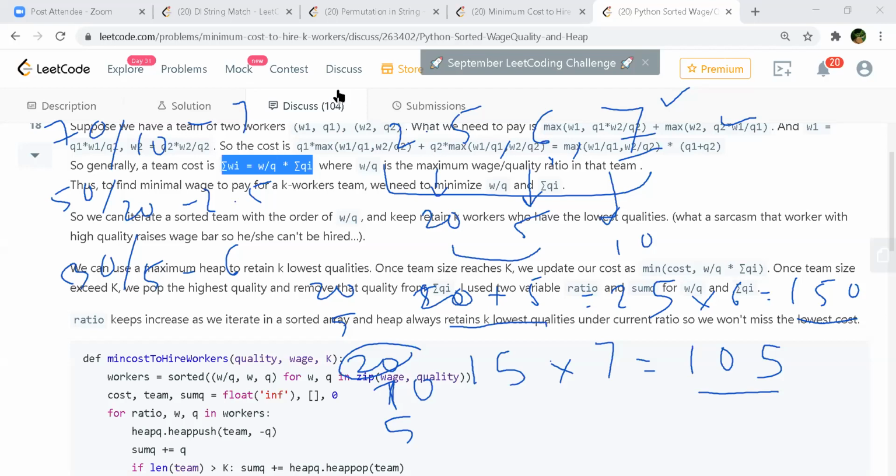So that heap is very useful over here, and we are using a max heap of size k, where k equals 2. Whenever we push in, we look at the qualities we have in that heap, add them, and multiply by the last ratio we pushed in, so we get the most optimum answer. It's the same as what we did earlier, but instead of sorting, we are using a heap in this case.